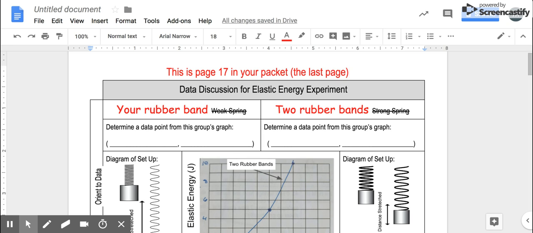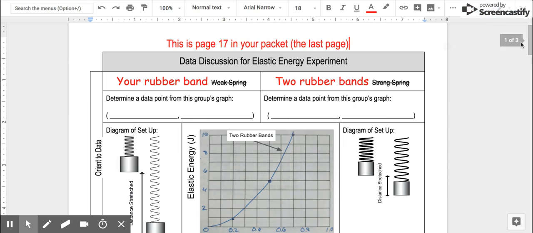All right, after you have your data graphed, you need to move on to page 17 in your packet where you're going to be doing the data discussion for the elastic energy experiment. So as you can see, I have this pulled up.